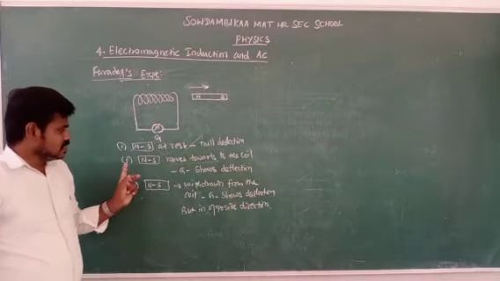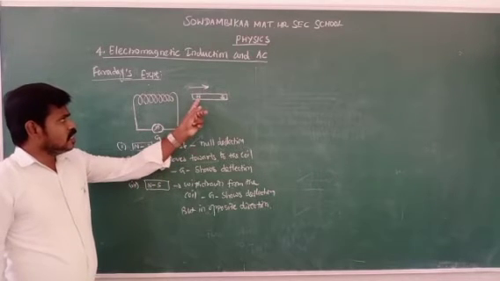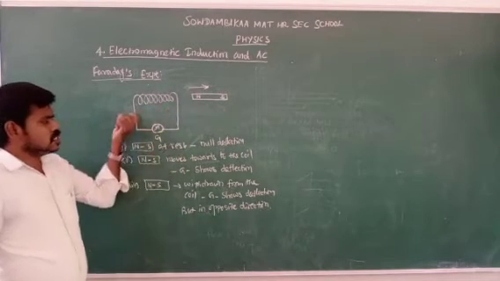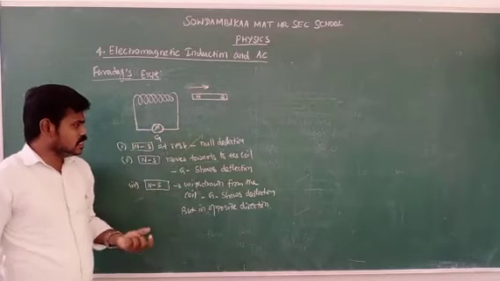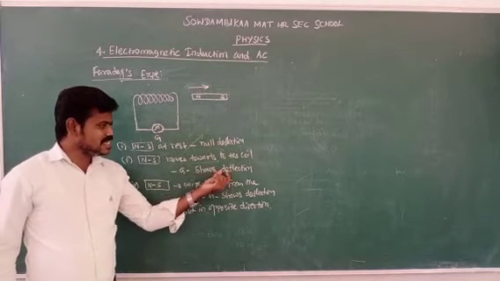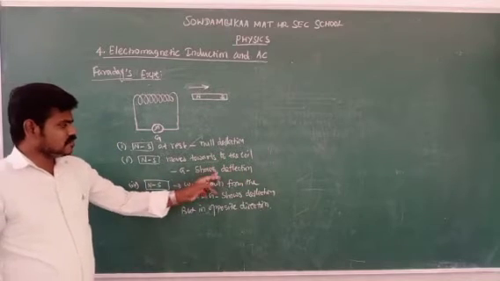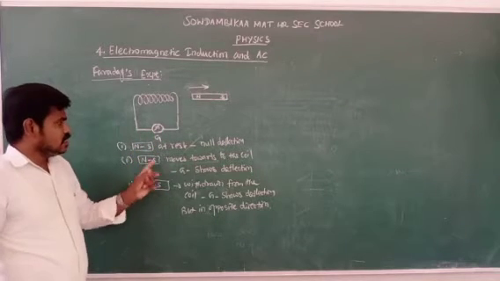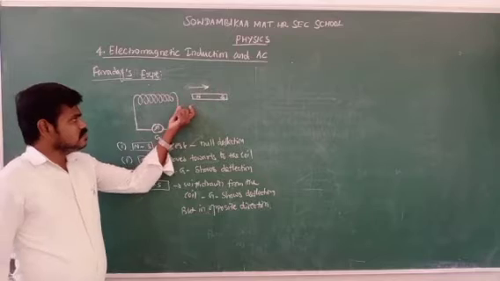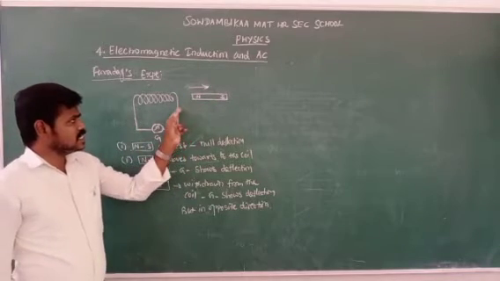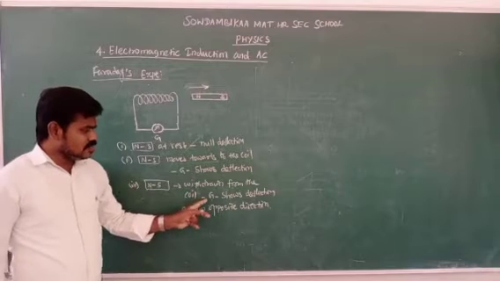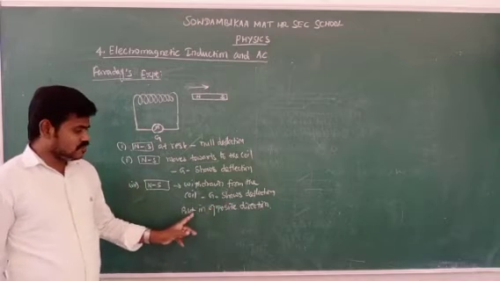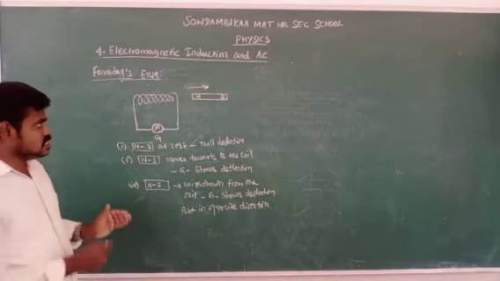First conclusion. Second, the bar magnet north pole facing to the coil and moving towards the coil. The galvanometer shows sudden deflection. This indicates the current is produced in the circuit. Third, the bar magnet withdrawn from the coil. Galvanometer shows deflection, but the deflection in opposite direction. This is the third conclusion.